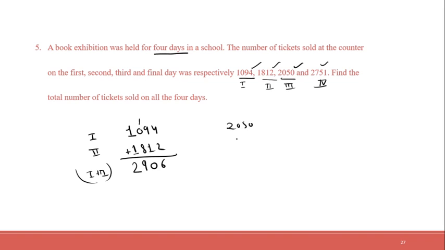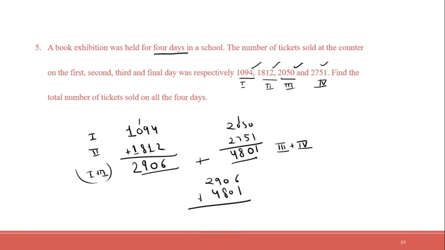Let's find for the third and fourth day combined. 2751: 1 plus 0 is 1, 5 plus 5 is 10, 0 here, 1 carry here, 7 plus 0 plus 1 is 8, and then 2 plus 2 is 4. So it is third day plus fourth day, right? Now we will add these two, 2906 and 4801, so that we can get the total of all 4 days.